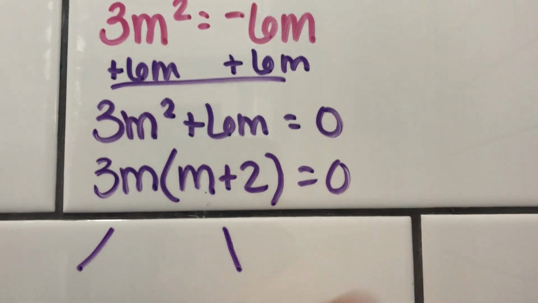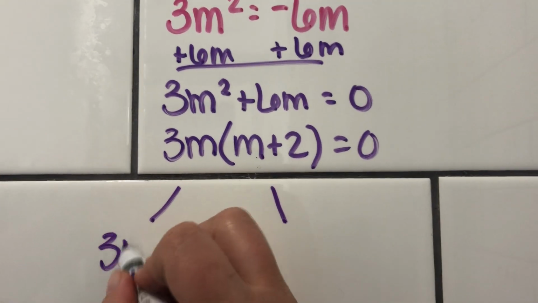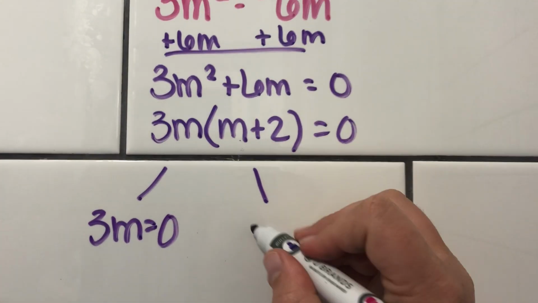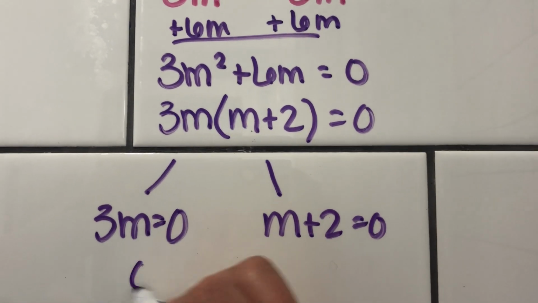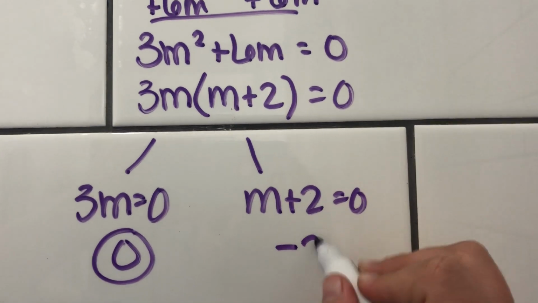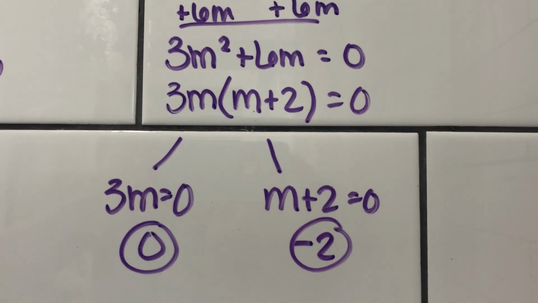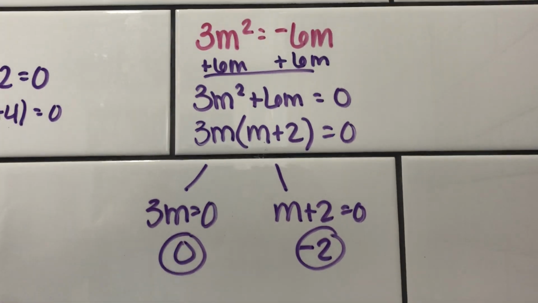Now here's where I can split and set both equal to 0. 3m equals 0, and m plus 2 equals 0. And when I solve, I get 0 as a root, and I also get negative 2. So that's it for the examples today to refresh your memory.